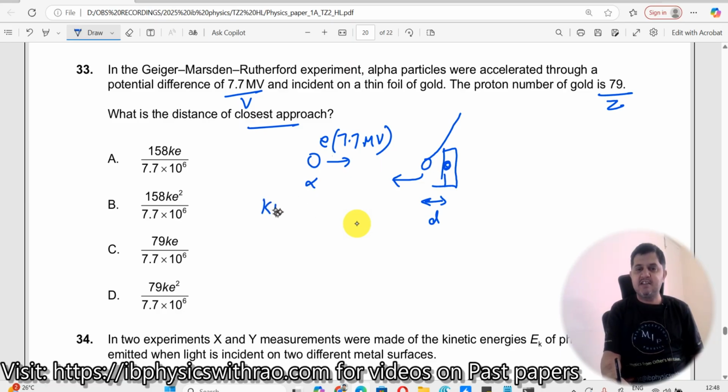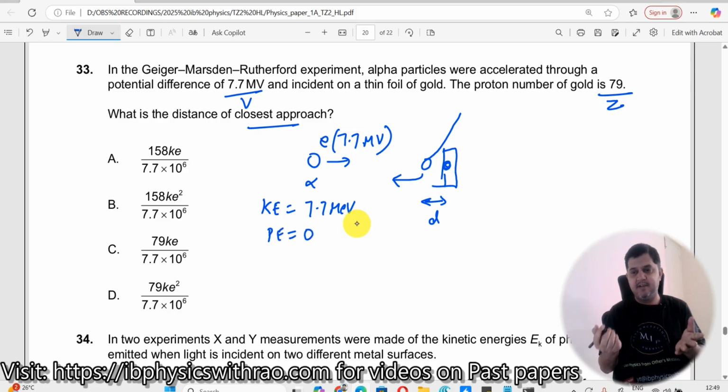Now, when it comes over here, what was the kinetic energy initially? The kinetic energy was seen to be 7.7 MeV. What was the potential energy? Potential energy was 0. Why is it 0? It is not under gravity, first of all, and gravity is very less, and the distance of this particle with respect to the nucleus is too large. So I will say potential energy is equal to 0. Now when it comes here, it literally comes to a stop. What is the kinetic energy? 0.